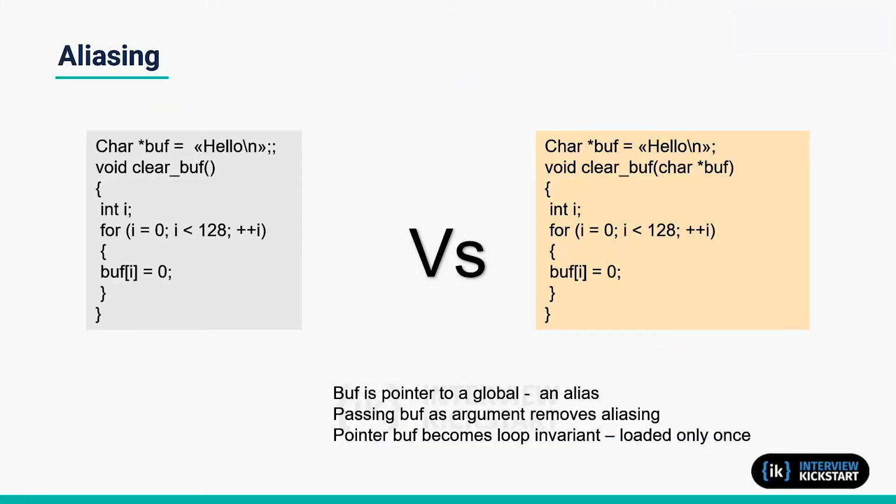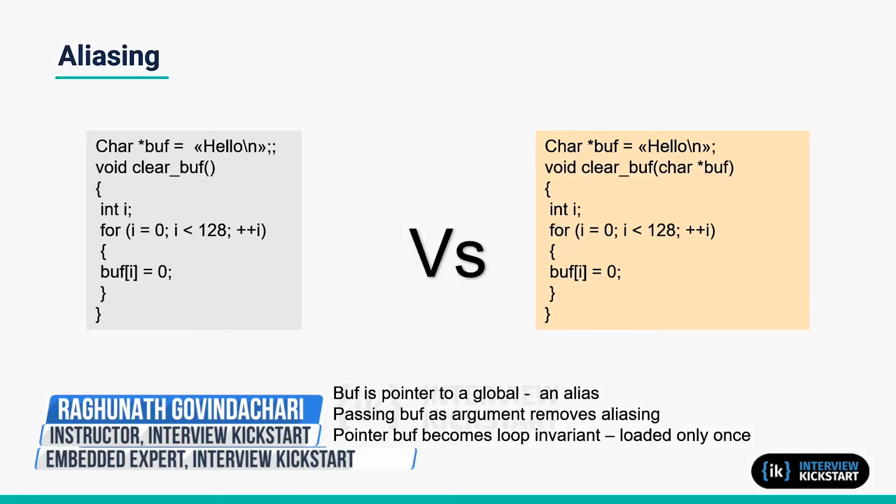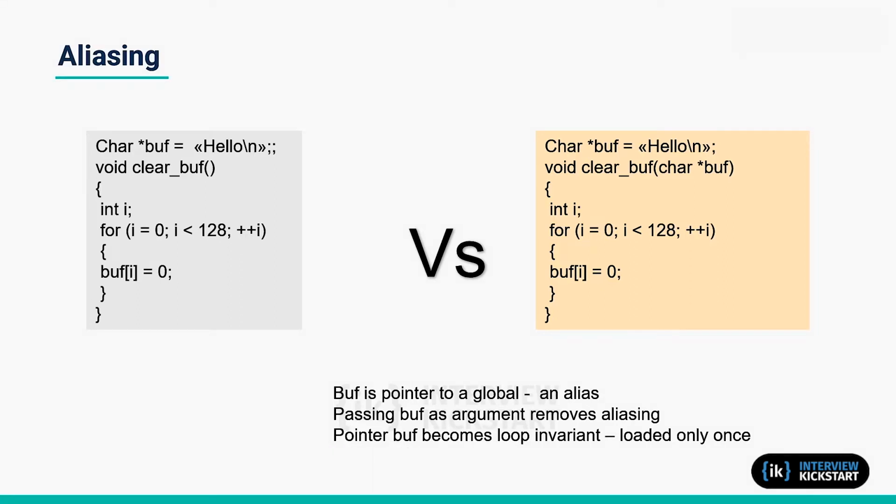Earlier, we talked about live variable analysis and aliasing. Let's now look at aliasing in more detail. So what is an alias? It's a variable, usually a global variable or a static variable, being referenced and accessed via a pointer.